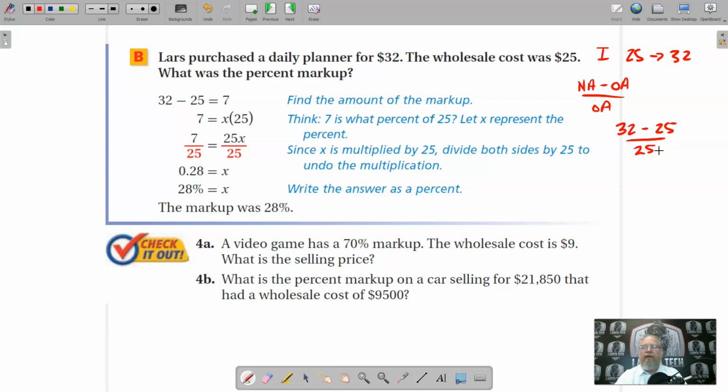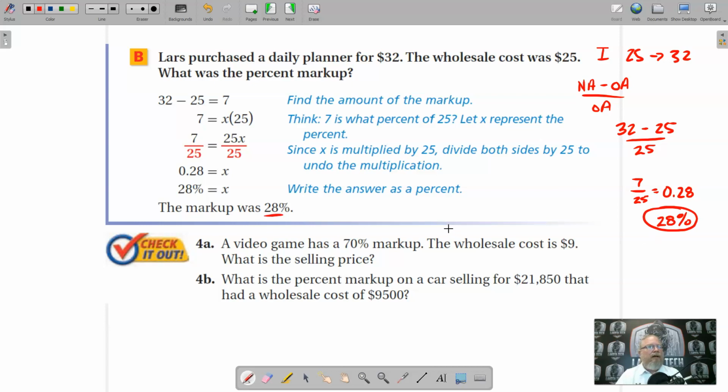Now 32 minus 25 is going to be, what is that, 7? Bring down our 25. Now let's do 7 divided by 25, and we'll get 0.28. Now express this as a percent. Move the decimal over 2 places. Get 28. Throw the percent sign on the end. I say 28%. They say 28%.